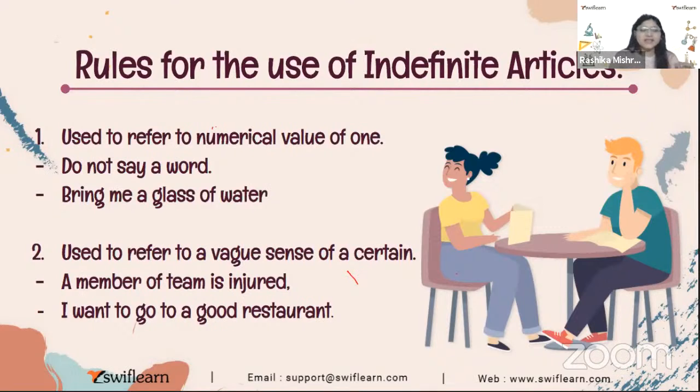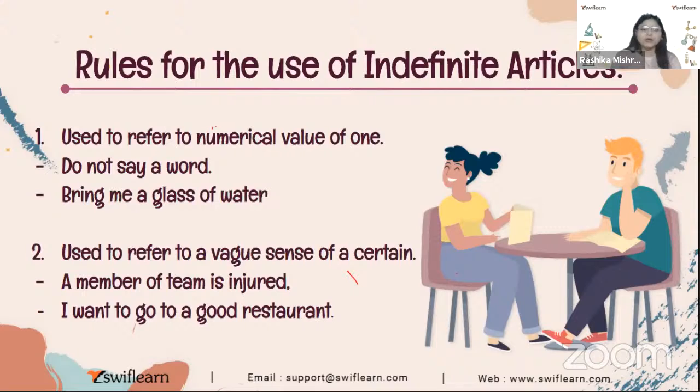Now, the next example is bring me a glass of water. Here we are requesting only a glass of water. Okay, it means we are asking for one glass of water. That is why we have used a here. Now in the second situation, we also use indefinite articles. The indefinite article is also used to refer to a vague sense of a certain. A member of the team is injured. So a member of the team means there is a group, but right now we are talking about an individual only. That is why we have put a here.